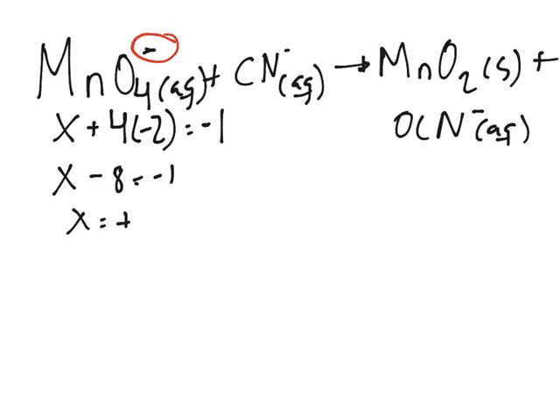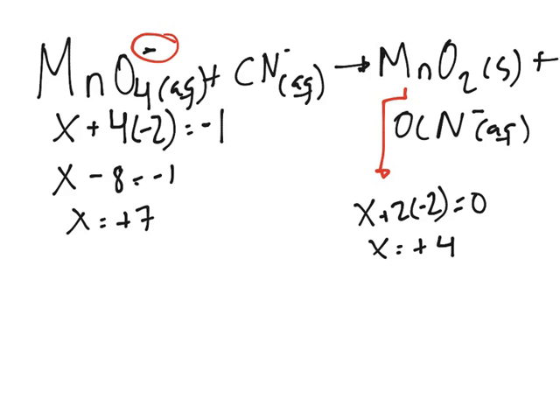So x is equal to +7. Then let's do the other one, this one. In this case, we have 2 oxygens, with an oxidation number of -2, and it's not an ion, so it has a charge of 0. Then we get that x is equal to +4. So the manganese went from +7 to +4.